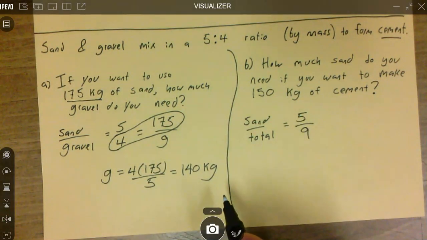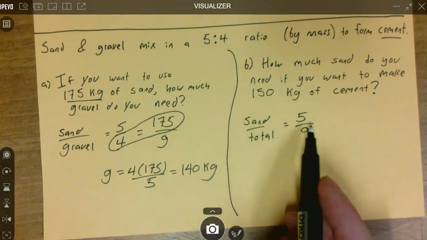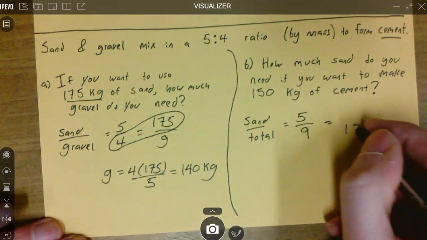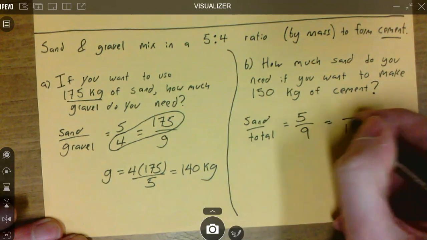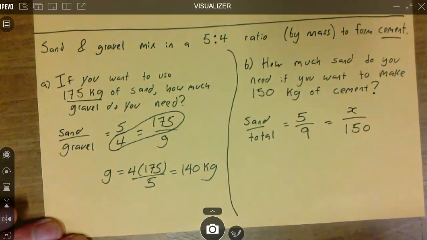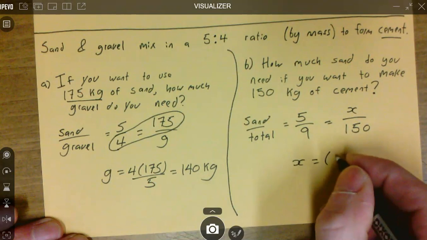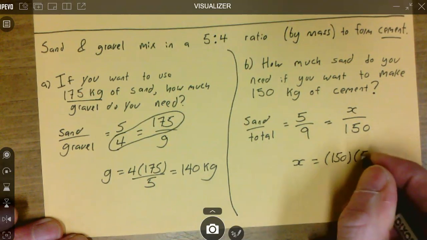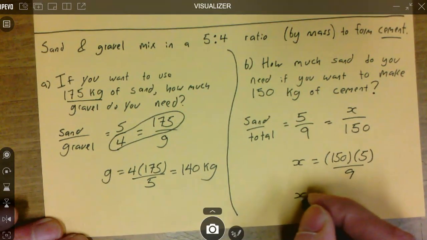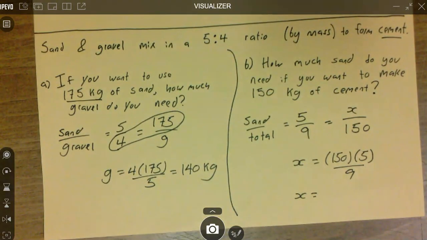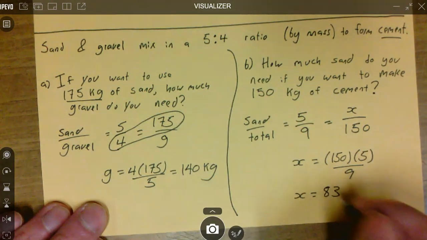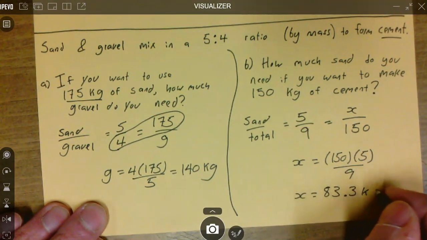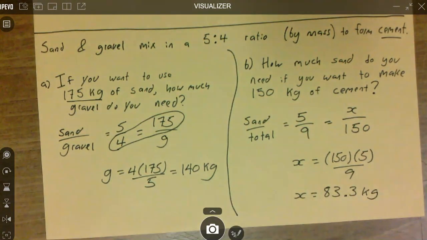5 plus 4 equals 9. So sand to total is always a ratio of 5 to 9. So if our total wants to be 150 kilograms, how much sand do I use? I'll use x for sand. And then again, I can just multiply the diagonal, 150 times 5, and then divide by 9. So we can also use this same approach to solve part to whole ratio problems. If I was writing a therefore statement because it's a word problem, I'd say, therefore we would need 83.3 kilograms of sand.